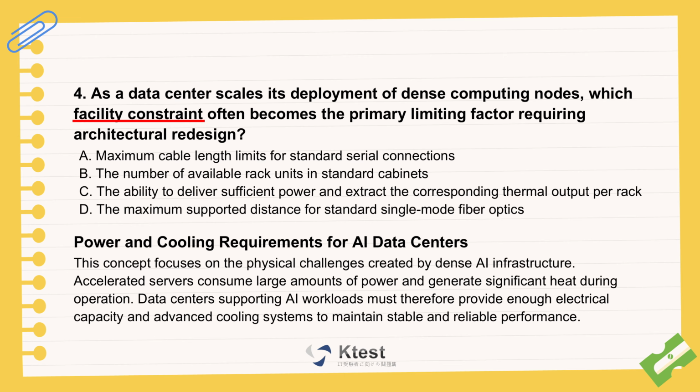Pretty much. If you run out of rack space, you lease another row. If a cable is too short, you route it differently. But you can't just route around heat. Exactly. Option C is the correct answer. The ability to deliver sufficient power and extract the corresponding thermal output per rack.